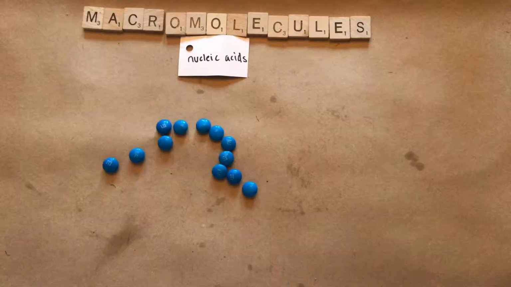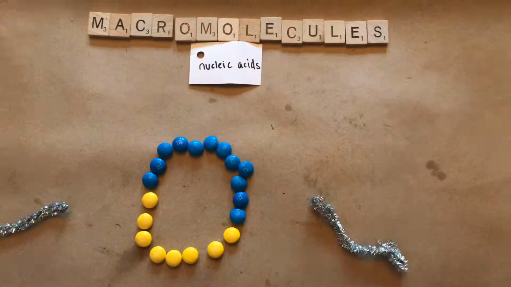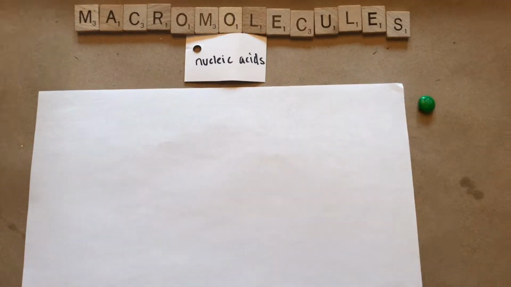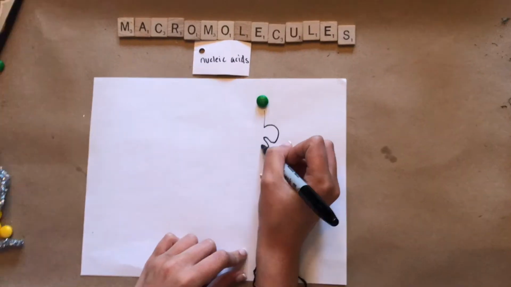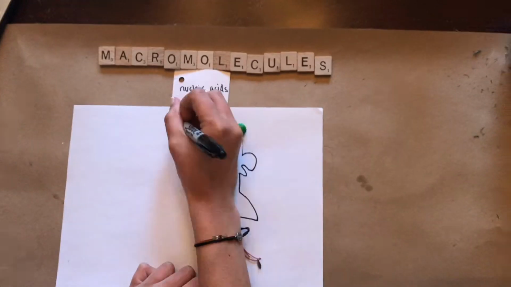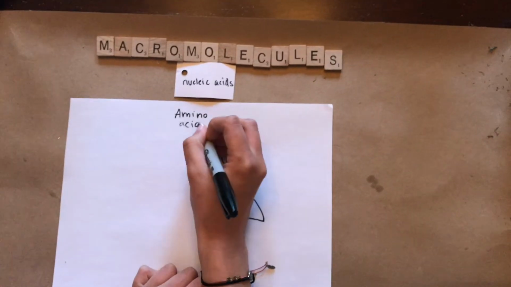And next, ribosomal RNA is within the ribosomes and regulates protein synthesis. Finally, transfer RNA is folded molecules that transport amino acids from the cytoplasm to the ribosomes.